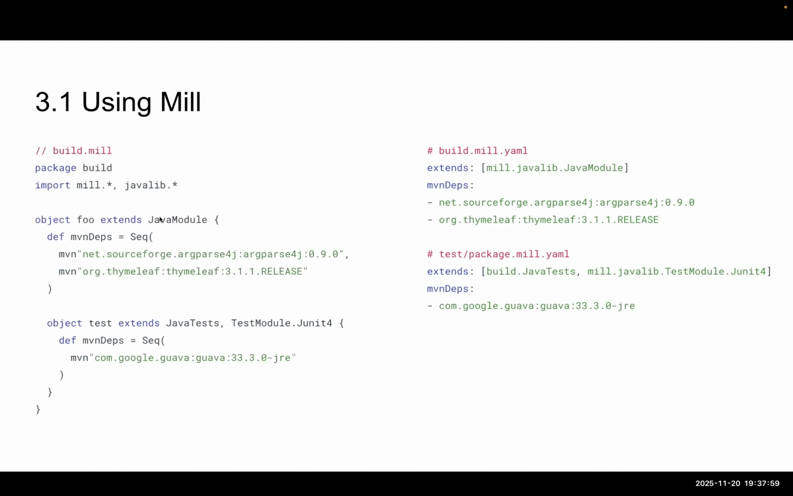Mill also has a programmatic syntax, which I'll show you on the left. This programmatic syntax is a bit more verbose than the YAML, but it's a bit more flexible if you want to do custom build pipelines or custom tasks. I'll show you that later. Mill uses Scala as a programmatic syntax rather than Groovy or Kotlin, but hopefully it's not too alien. It basically looks like Kotlin, except instead of fun, you have def, and everything else is about the same.